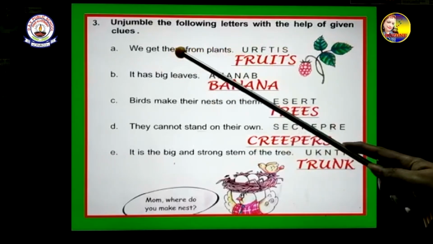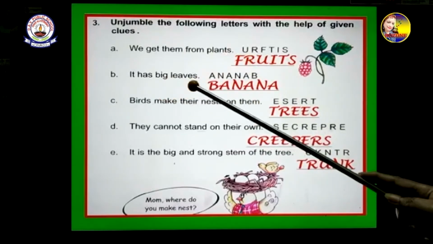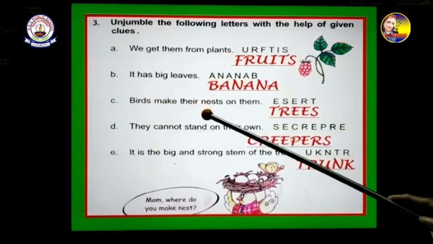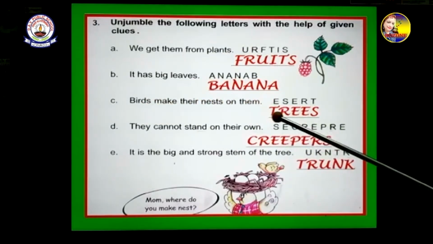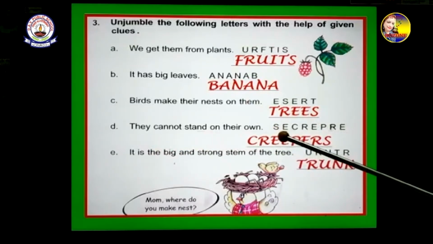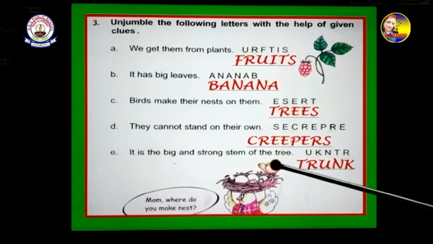We get them from plants, fruits. It has big leaves, banana. Birds make their nests on them, trees. They cannot stand on their own, creepers. It is the big and strong stem of the tree, trunk.